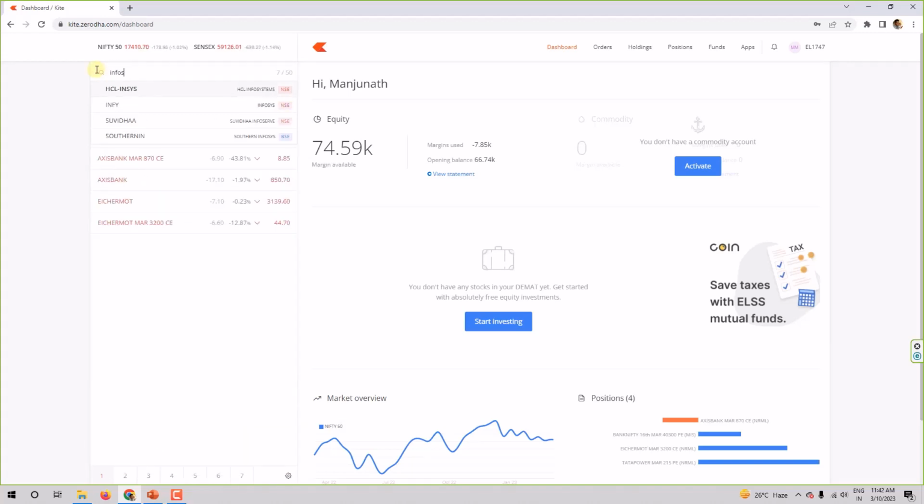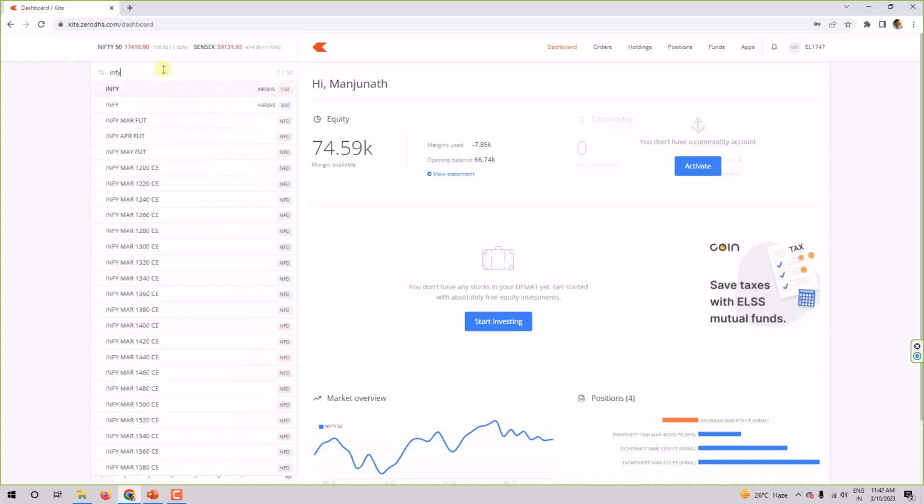If you do not know the ticker, you can just type in Infosys. Okay, Infosys, and then you need to read here. Okay, you can see we have HCL Infosystems, Lloyds Infosys, and Southern Infosys. So it is Infosys, which is this. Okay, now let me type in INFY.